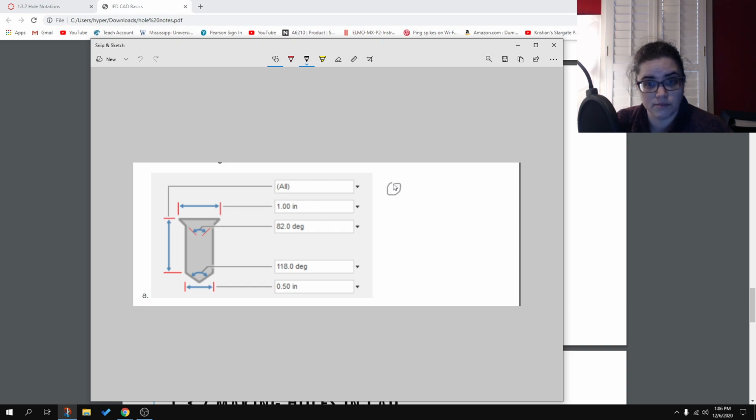You're going to use the diameter symbol, which is the O with a slash through it. You're going to look for the diameter of this thing. The diameter of the entire hole is the part that's at the bottom. It goes across from this left side to the right side. It doesn't go across the top with that special feature. It goes across the bottom part. So right here, 0.50 inches.